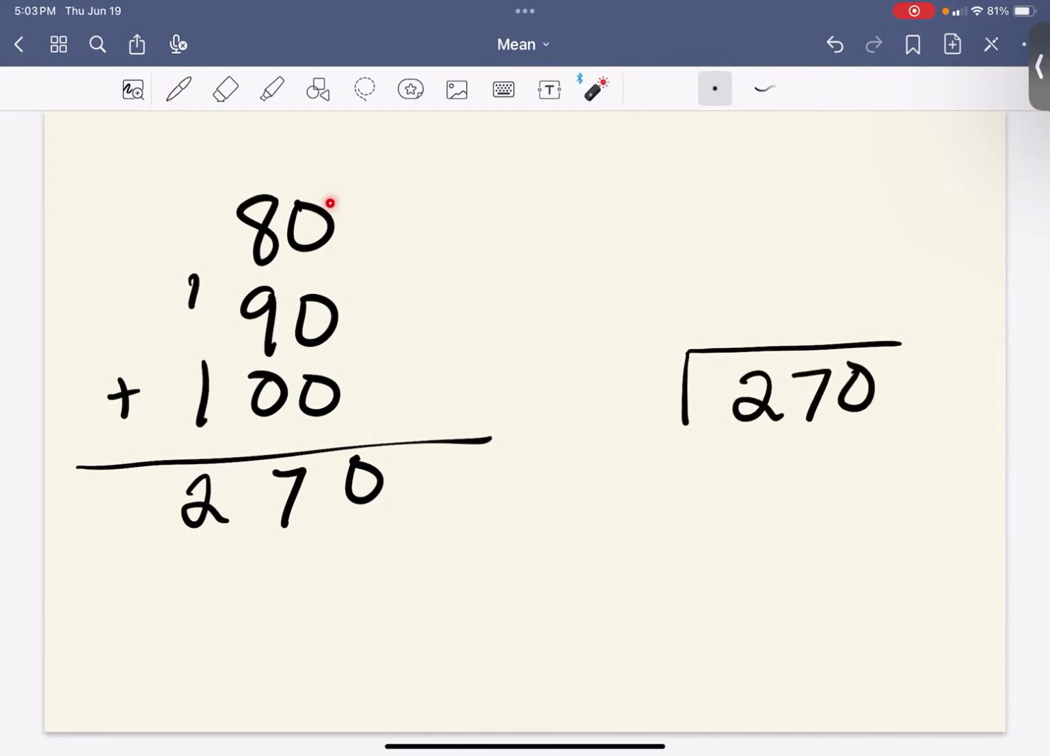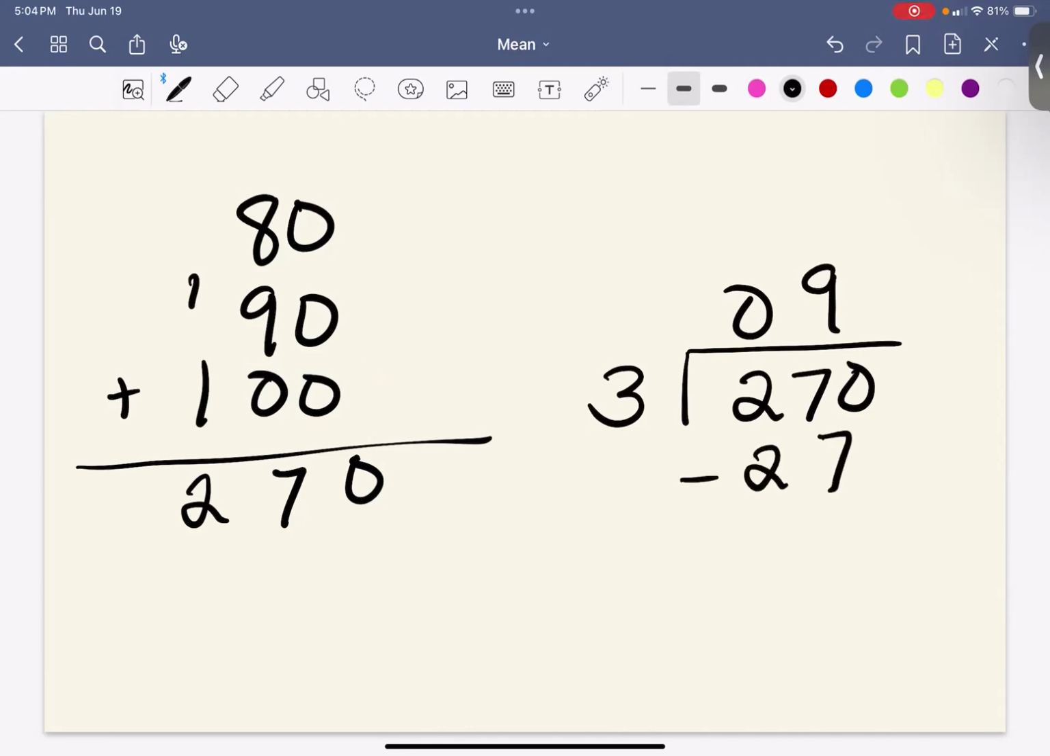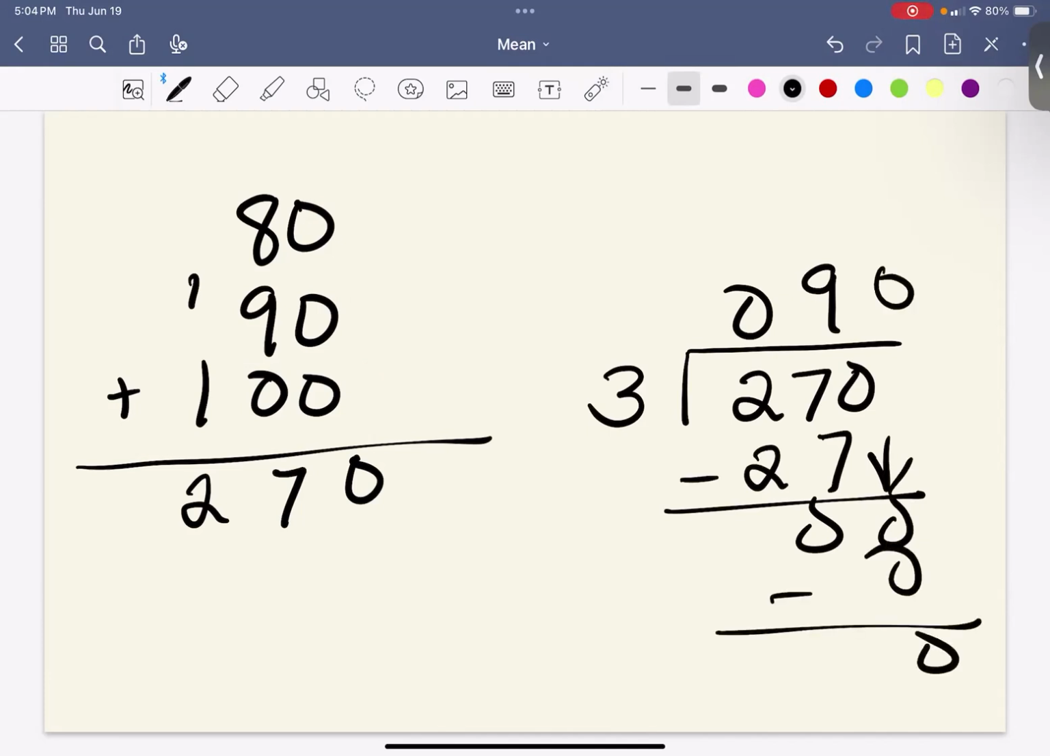And I have one, two, three numbers in my data set. And when I divide 270 by 3, I get 90. So the mean is 90, or my average for the math test is 90.